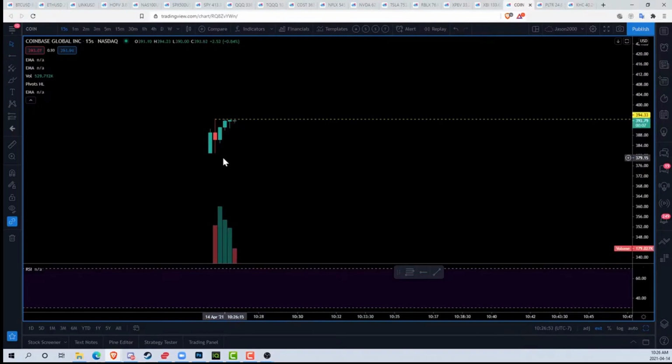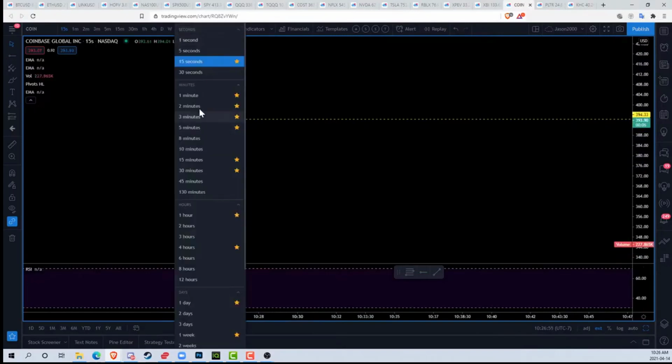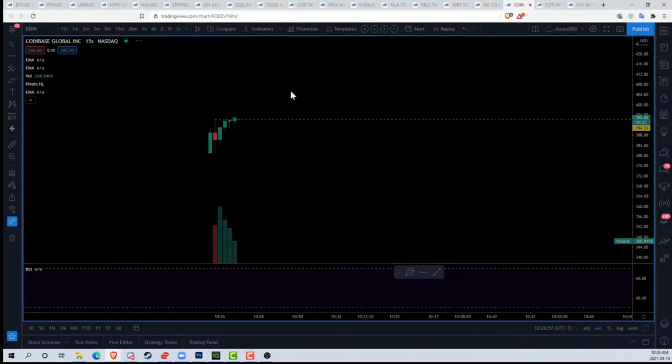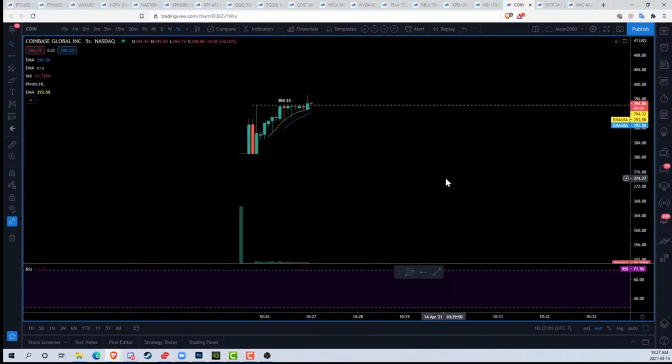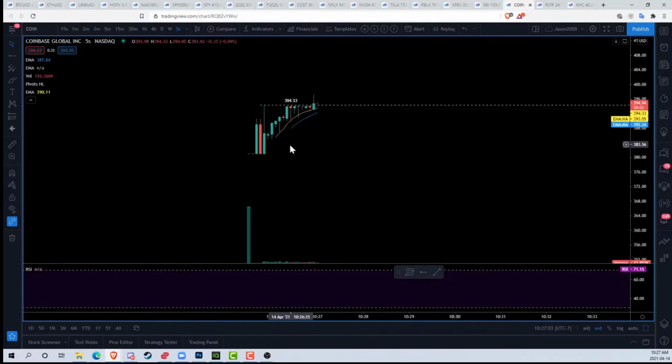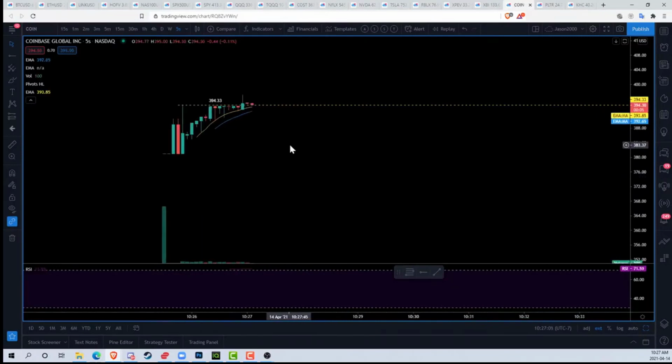All right, initial resistance 394, 15-second time frame. No other valuable information for me to contribute at this time. Maybe on the 5-second time frame, we can learn looking at some averages. So 394.33, 5-second bulls. That's what we're talking about, brothers and sisters. 5-second bulls looking to establish something.